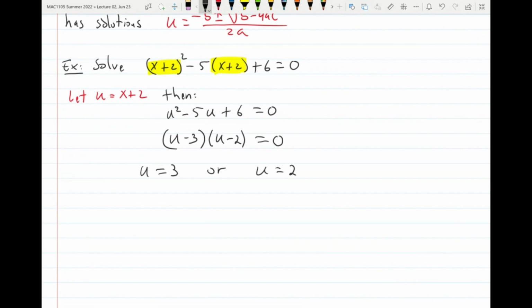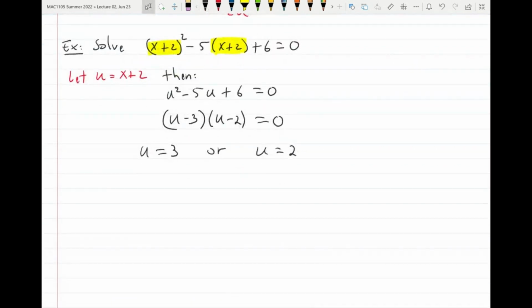But remember, this is u, but I don't care about this. I care about x. This is something that we're doing to help us get to the answer. Okay? Now what do we do? We put back whatever our substitution is equal to. So u is equal to x plus 2.